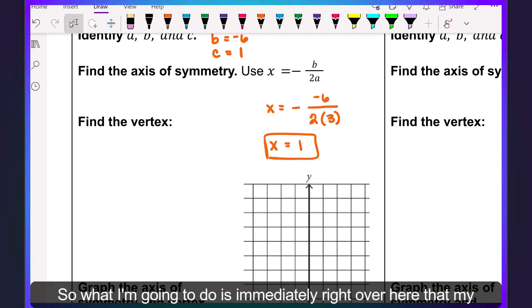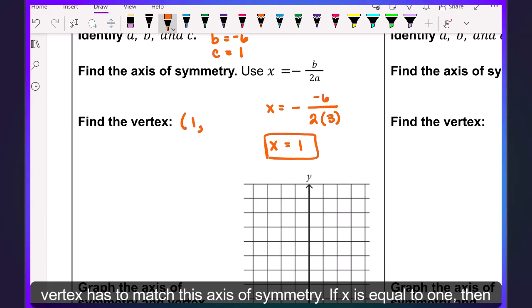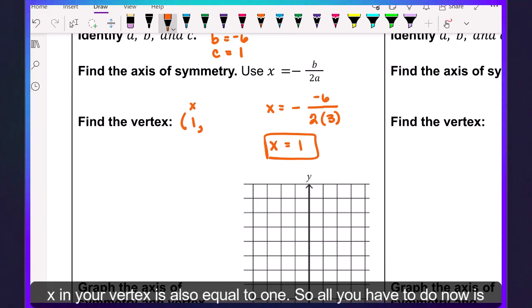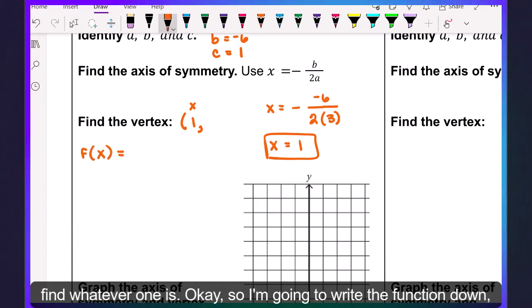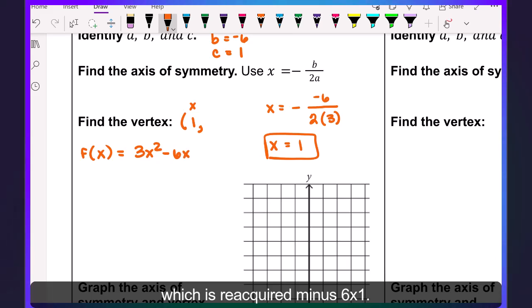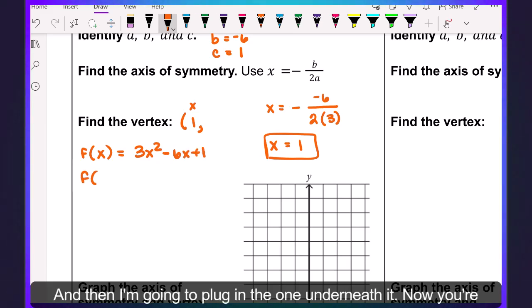So what I'm going to do is immediately write over here that my vertex has to match this axis of symmetry. If x is equal to 1, then x in your vertex is also equal to 1. So all you have to do now is plug it in to your function to find whatever 1 is, okay? So I'm going to write the function down, which is 3x squared minus 6x plus 1, and then I'm going to plug in the 1 underneath it.